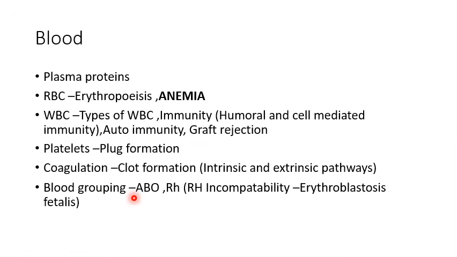The next is the blood grouping. In blood grouping, we have to talk about the ABO blood group system and the RH group system. And in RH, more applied aspects will be asked, like RH incompatibility, which leads to a disease called erythroblastosis fetalis. What are the features of erythroblastosis fetalis? And again, in blood grouping, the applied aspect is mismatched blood transfusion. So these are some of the applied aspects that will be asked.